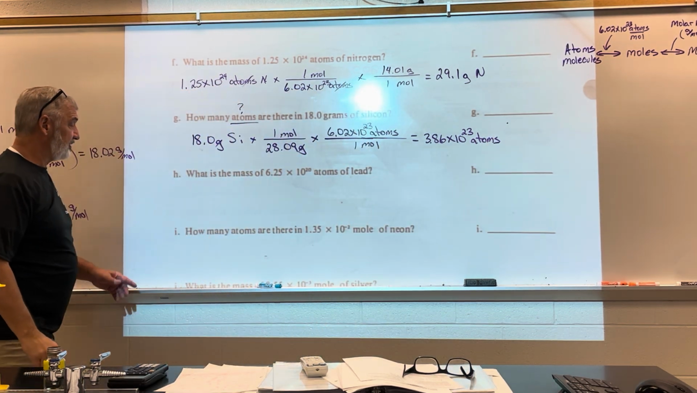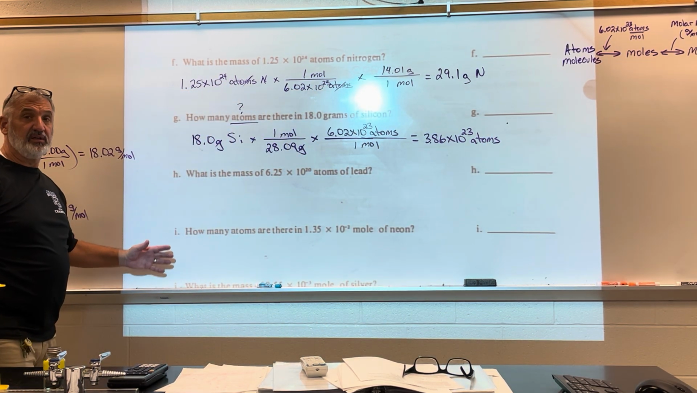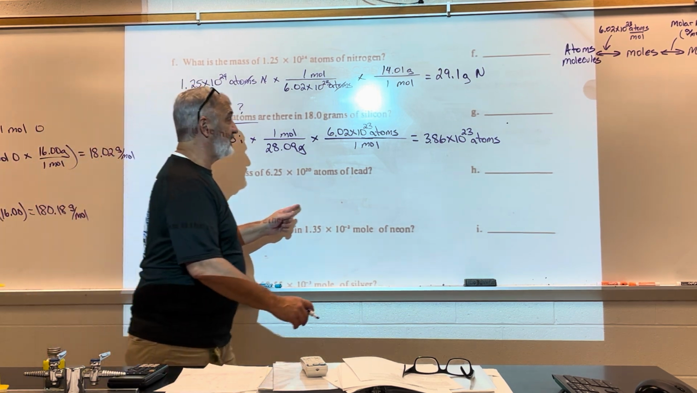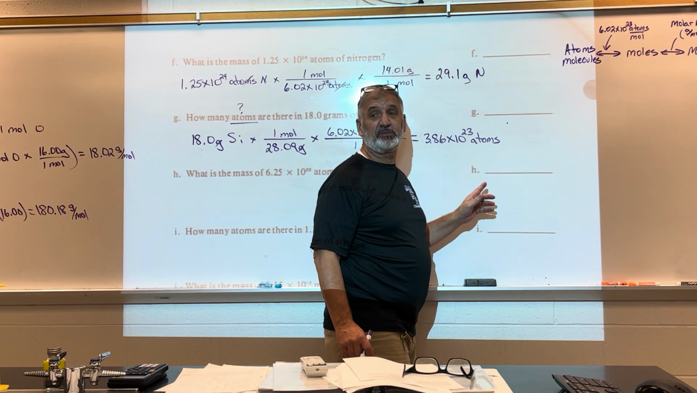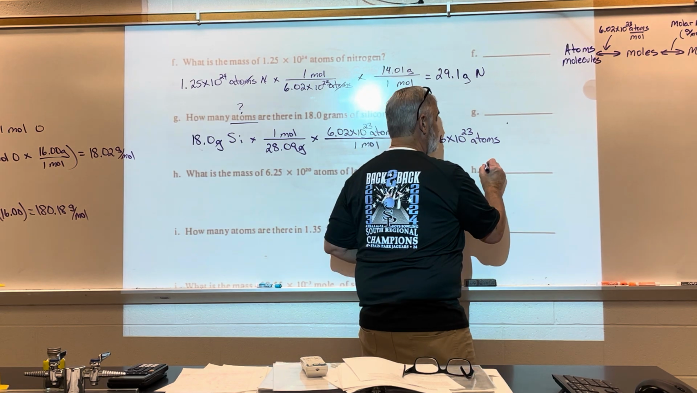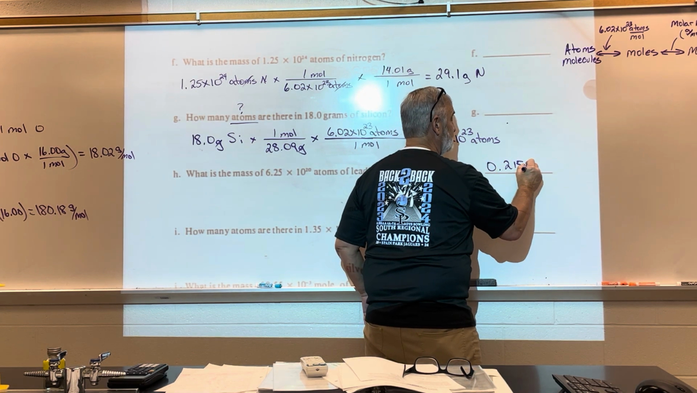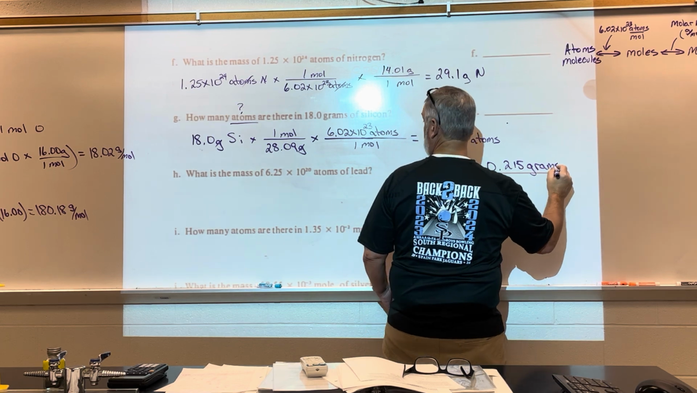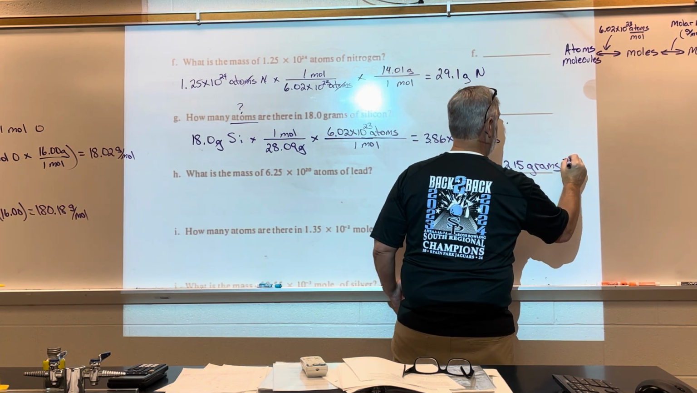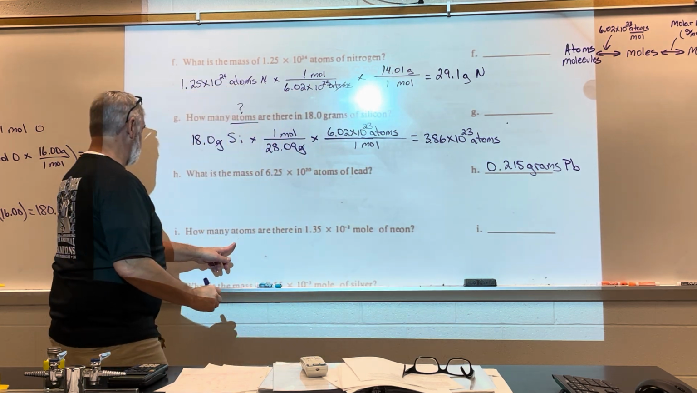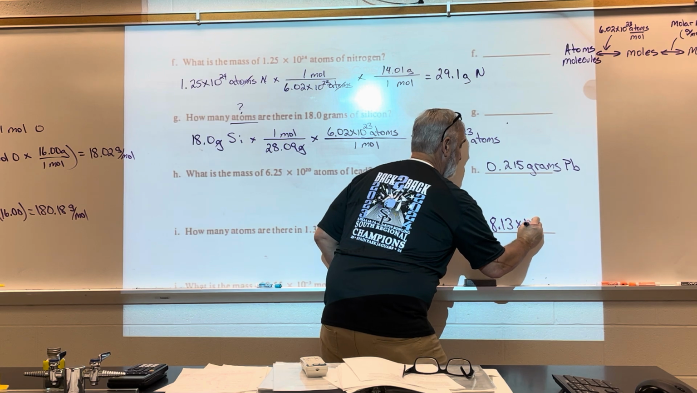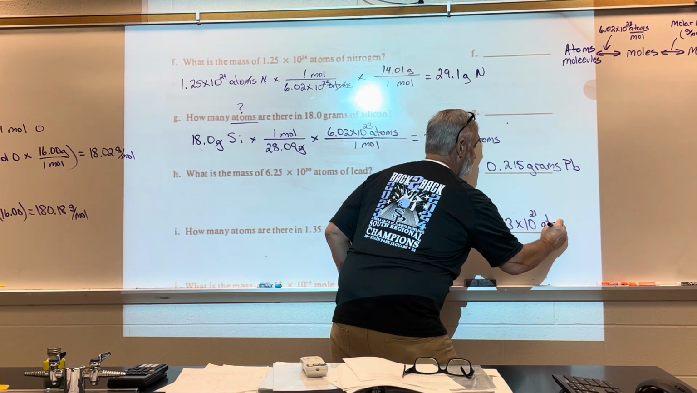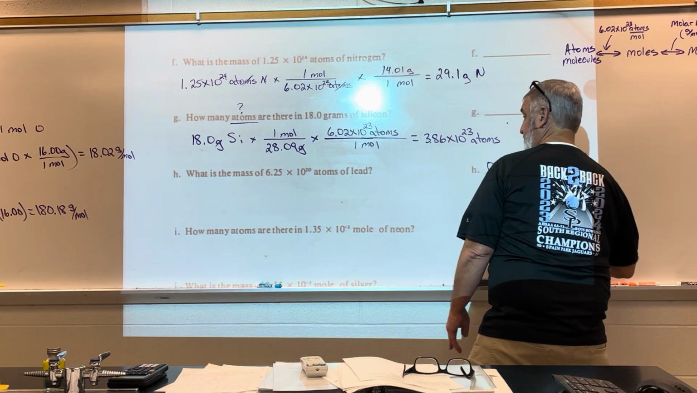Okay? Now, just to save time, you can go through and work all these, but let's get to, what did we get for H? What's the answer? Okay, you guys got to speak up. 0.215 grams of PB, lead. And then this one, how many atoms are there? 8.13 times 10 to the 21st atoms of Ne, neon.